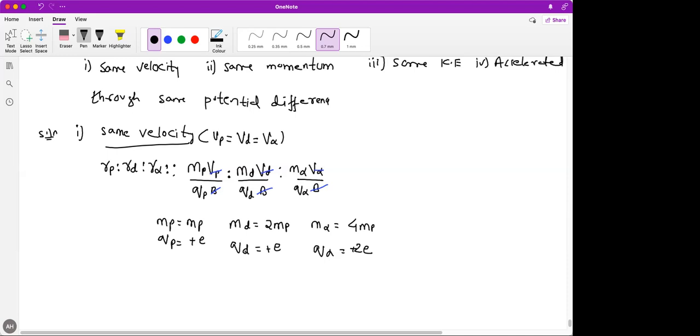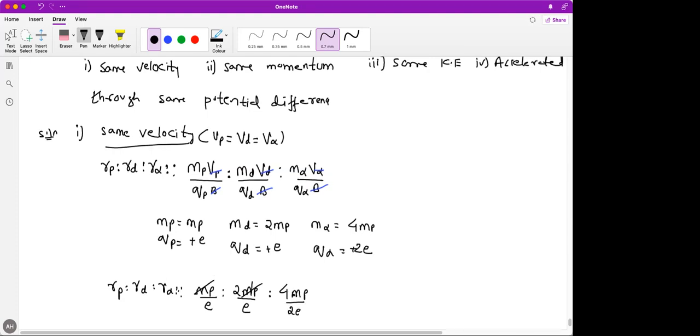2e. When you do all these substitutions here, you will get radius of path of proton, radius of path of deuteron, radius of path of alpha particle. So these are not the radius of particles. These are the radius of path in which these particles are revolving. So instead of mp, I'm writing mp only. For qp, I'm writing e. For md, I'm writing 2mp. For qd, I'm writing e. For m alpha, I'm writing 4mp. For q alpha, I'm writing 2e.